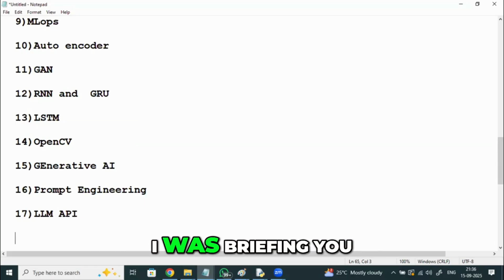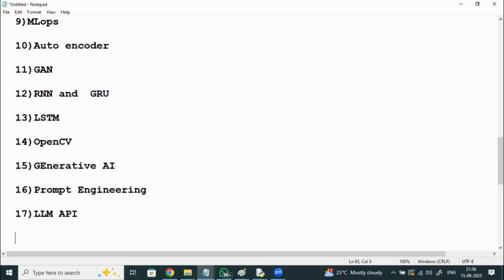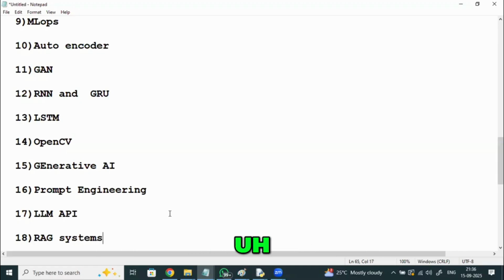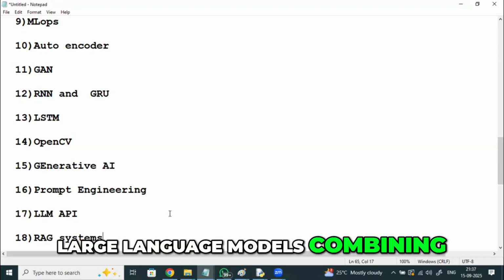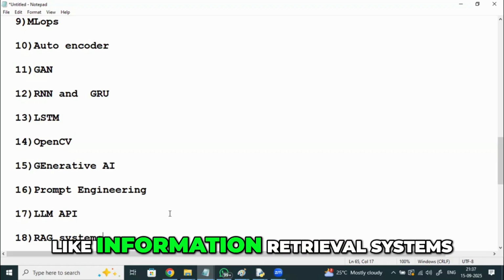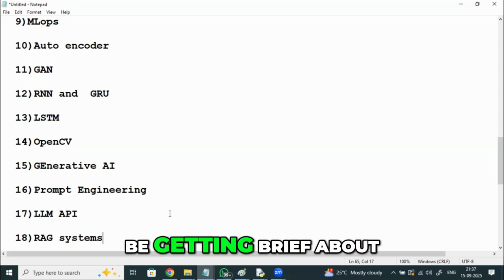So already in deep learning, I was briefing you about all those things, LSTM, and something like developing RAG systems, right? It is retrieval augmented generation systems, also a kind of AI framework that enhances large language models by combining them with external information retrieval systems. So later you will get a brief on all these things.